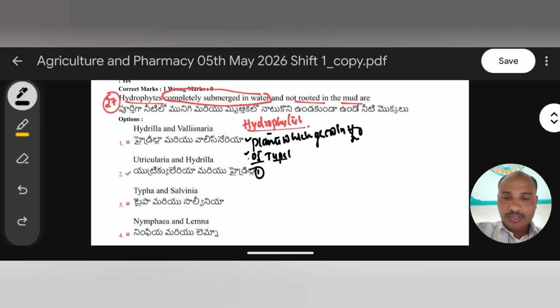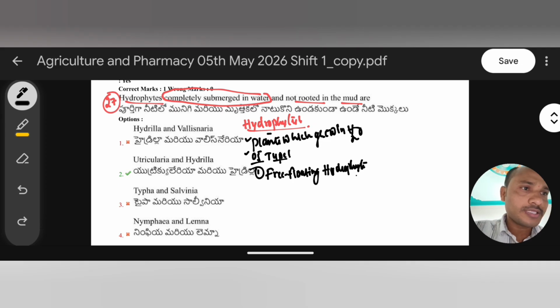The first one is free floating hydrophytes. Free floating hydrophytes float freely on the surface of water. They do not have any contact with any substrate or mud. Such plants are free floating hydrophytes. Examples of free floating hydrophytes are Pistia, Lemna, and also Salvinia. So these are a few hydrophytic plants that are free floating hydrophytes.